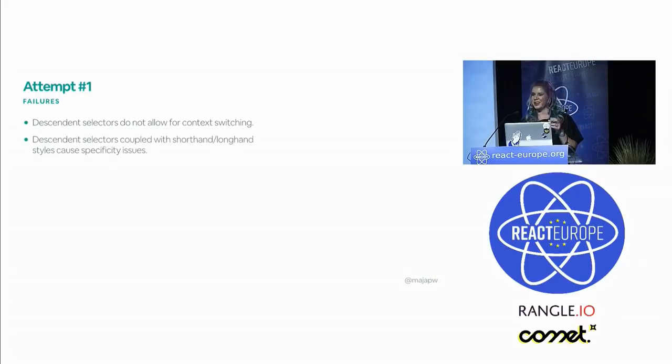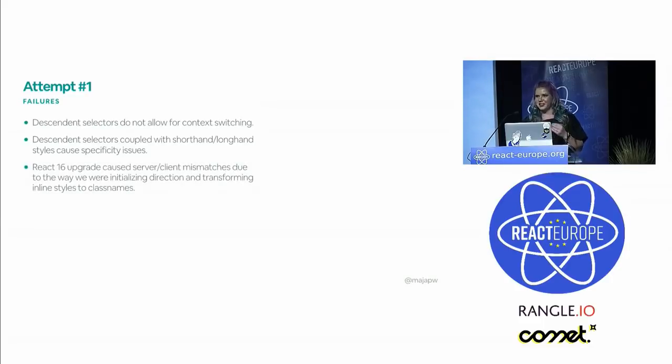Descendant selectors coupled with shorthand and longhand would cause specificity issues. And funnily enough, the React 16 upgrade causes a lot of pain points in this respect because the server-client mismatches in our system started causing strange behavior, and that inline style transformation wasn't always the same on server and client.